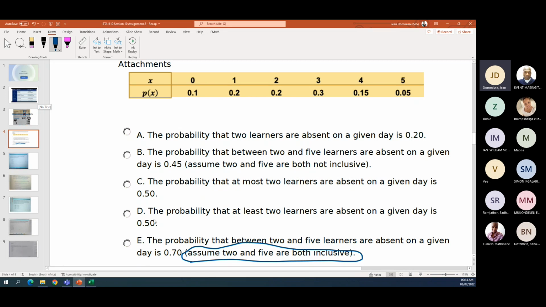So let's look at the probability that 2 learners are absent on a given day is 0.2. So this is purely only 2 learners is 0.2, correct. Okay, so they're not asking more, less, anything like that. They're just asking 2 learners. The probability that between 2 and 5 learners are absent given a day, assume 2 and 5 are not inclusive.